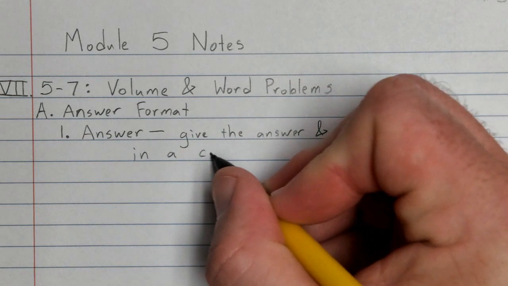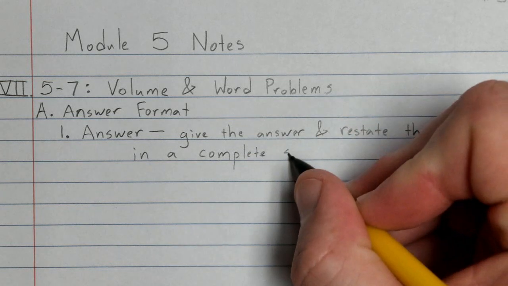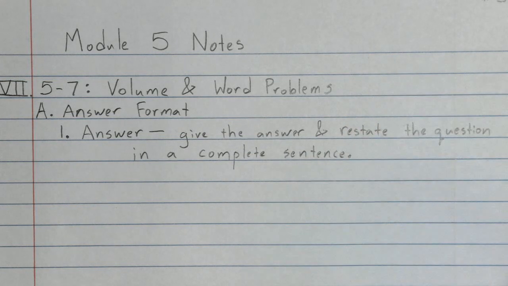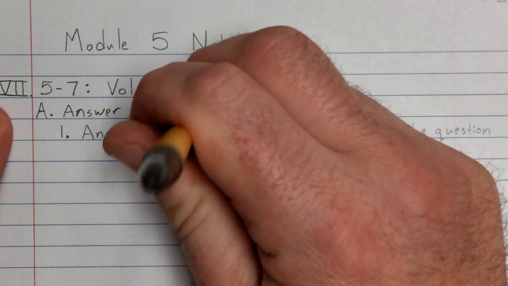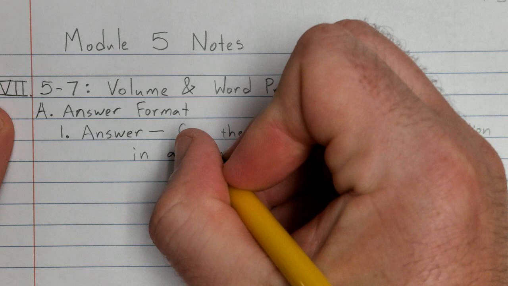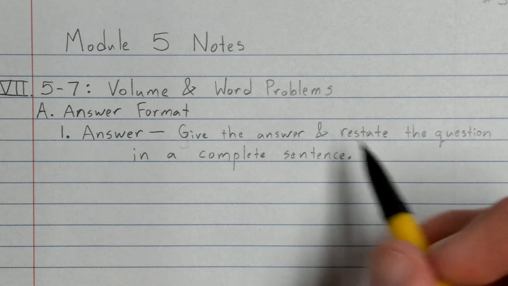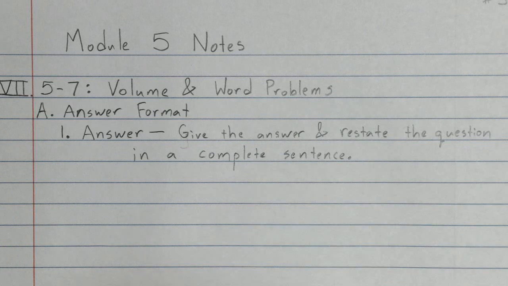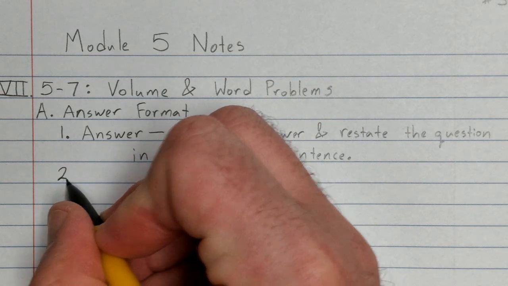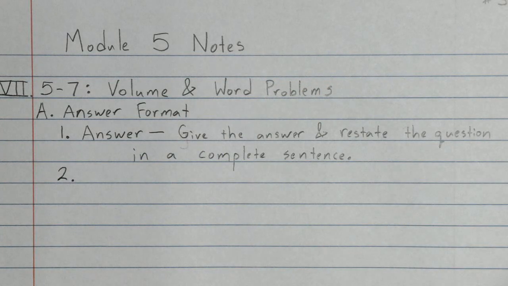In a complete sentence. So actually, sorry folks, let's capitalize and we'll make this a complete sentence too. Give the answer and restate the question in a complete sentence. Now for a lot of you, you might be thinking, okay, that's pretty basic, but that's not it. Give the answer and restate the question. You want to start with that because you definitely want your reader to know that you have the correct answer. You want it to be very clear and easy to see. But you also want to prove that you understand how you got there. You want to prove that you know how to solve not just this problem, but other problems like it.